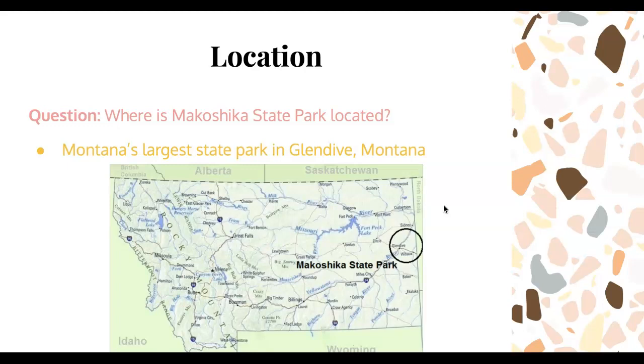Before I start learning about the state park, I need to know where it is located. So my question is, where is Makoshika? It can be seen right on this circle on the Montana and North Dakota border in Glendive, Montana. It is Montana's largest state park at 11,531 acres.